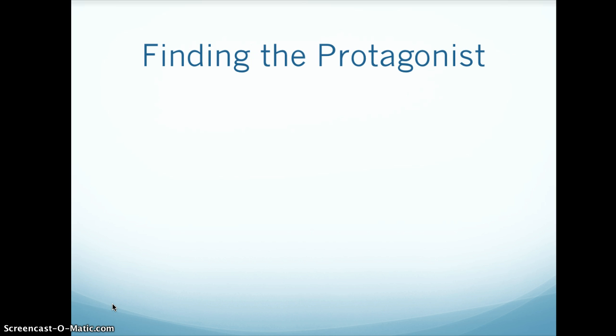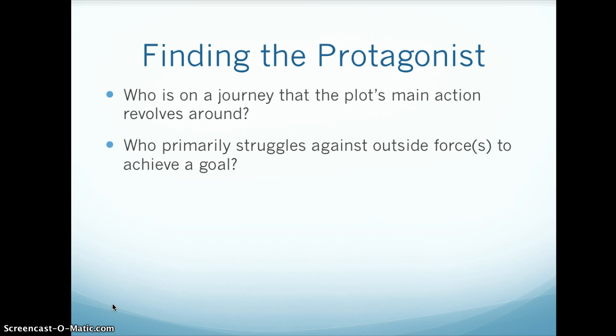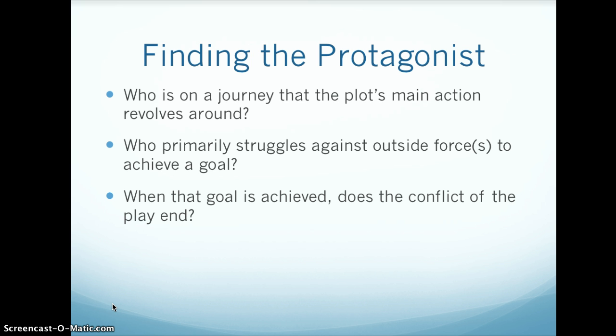Now, one thing that's really important is finding the protagonist. If we know who the protagonist is and we can trace the point at which they were kick-started into action, we can trace where the climax happened to the protagonist, then we'll be able to see a little bit more clearly where that climax actually is. So, in this case, we should ask ourselves three questions. Who is on a journey that the plot's main action revolves around? Who primarily struggles against outside forces to achieve a goal? And when that goal is achieved, does the conflict of the play end?